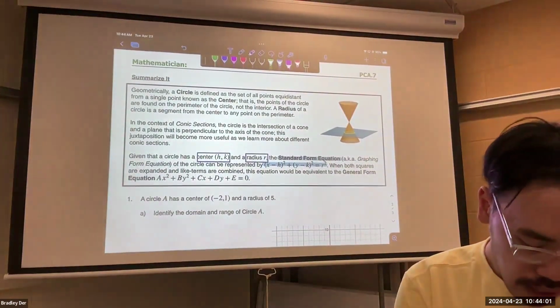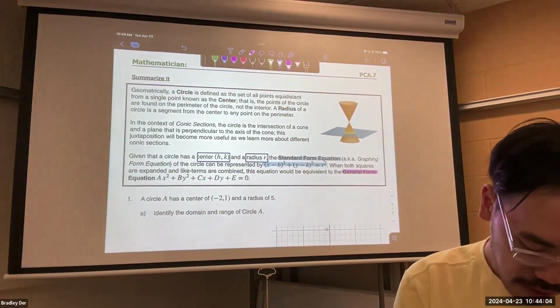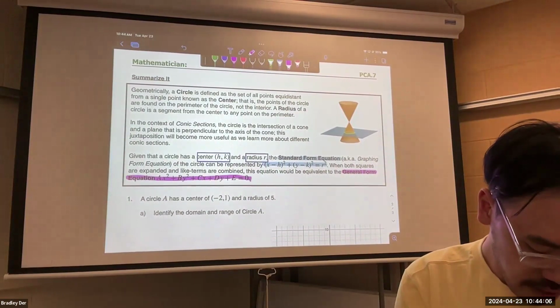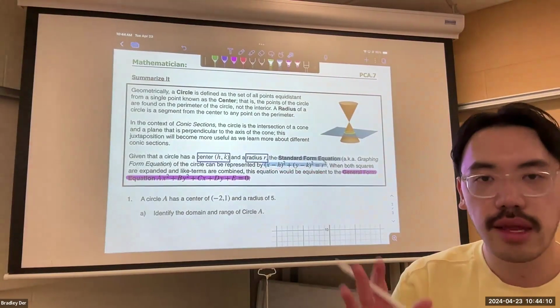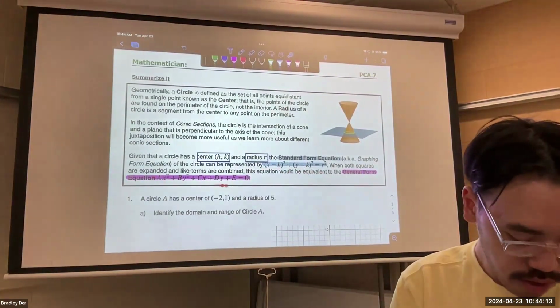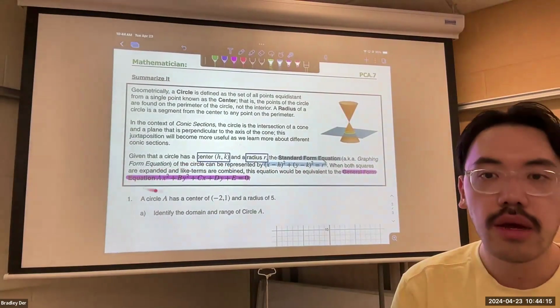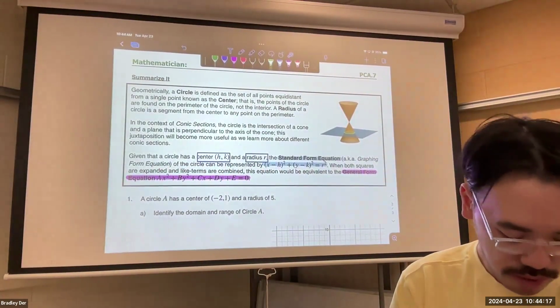All right. And then there will be a general form equation. We'll talk about that in a little bit. But basically, if you were to take both of your squared binomials, expand them out, and combine all of your like terms, you would end up with an equation that looks like this. And that's what we call a general form equation. We'll talk about that in a little bit.